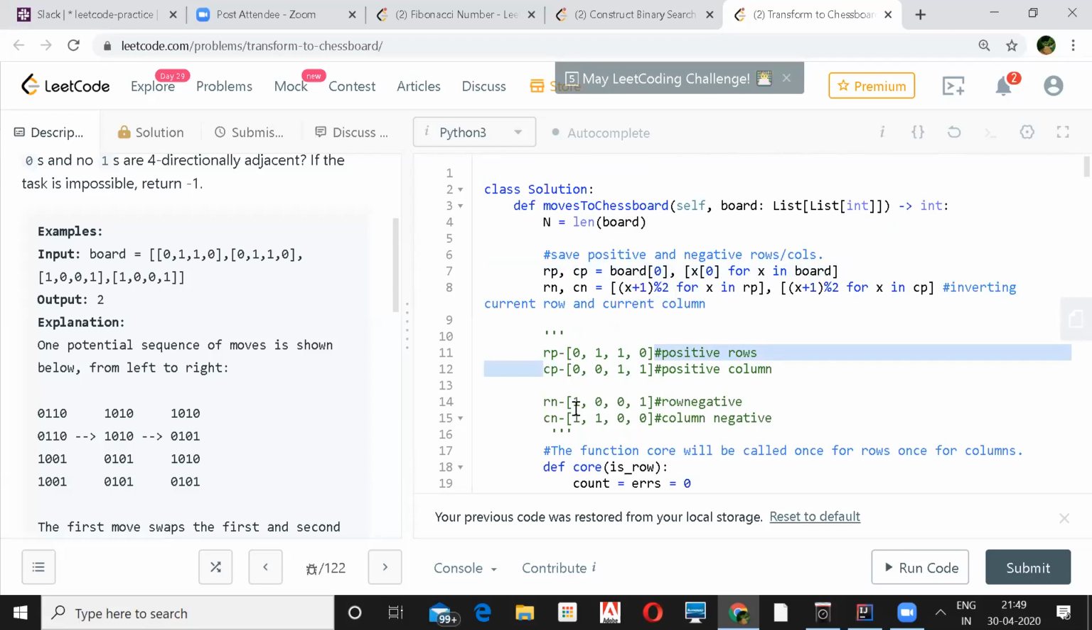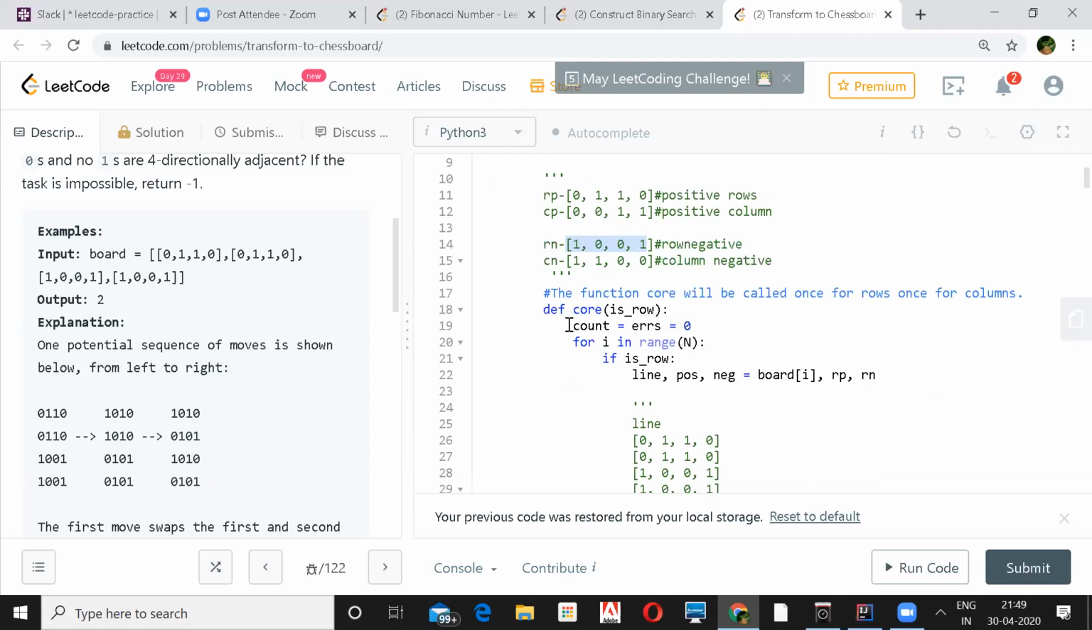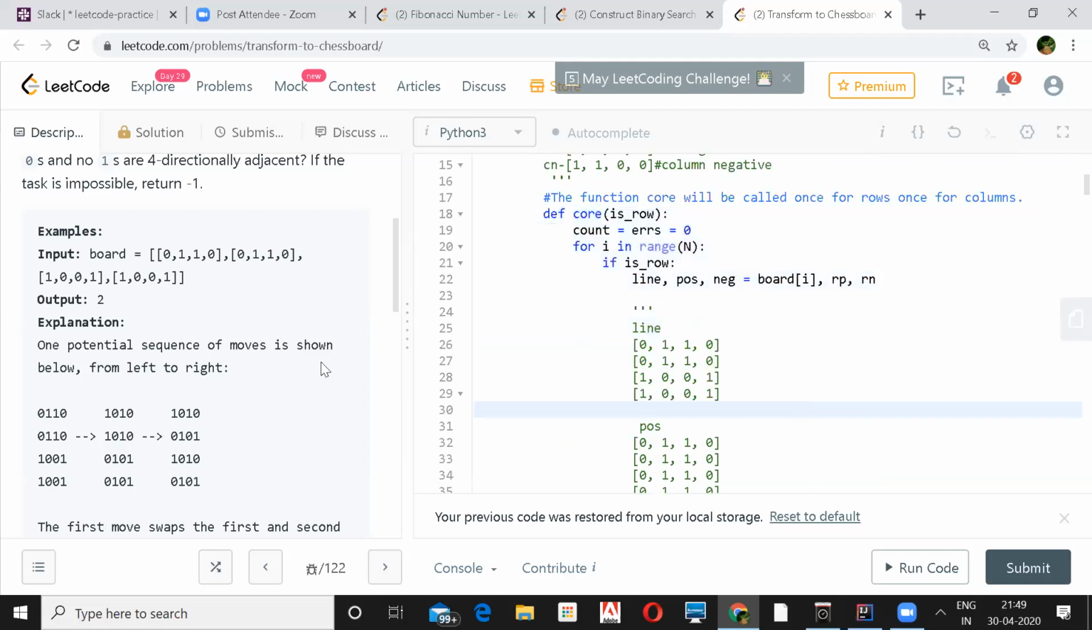So it will invert it to 1, and 1 plus 1, 2. If you take mod of it, it will be 0. So this is the row negative for that. And this function will be called, what will happen here, you'll take each row, each line, and you will compare it with its next, whether it is positive or negative.